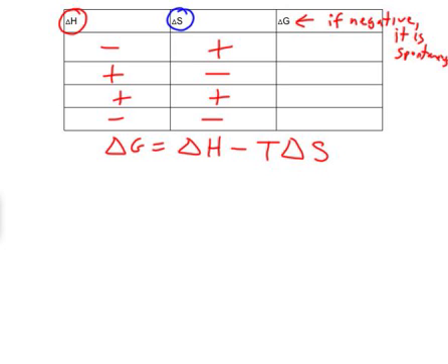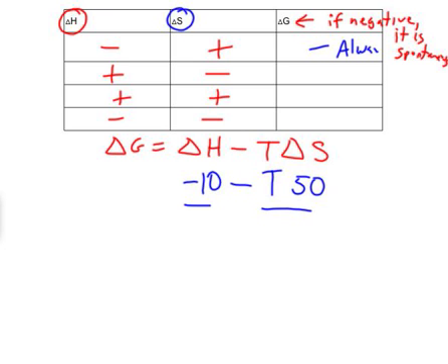For example, if delta H is negative, and delta S is positive, so for example, if delta H was negative 10, and delta S was something like 50. These are not anywhere near realistic numbers, but just to give you an idea. Negative 10 minus some temperature times 50, it doesn't matter what the temperature is, because the temperature can only be positive. This is in Kelvin. A negative number minus a positive number, no matter what you do, will always give you a negative number, always. So that means that with a negative delta H and a positive delta S, this will always be spontaneous.